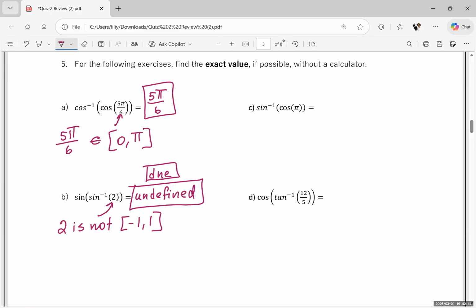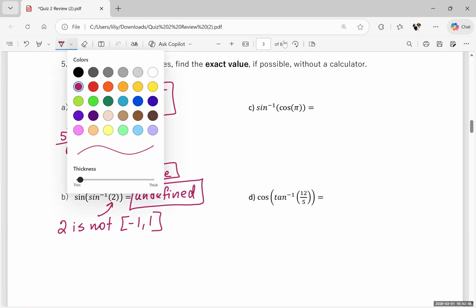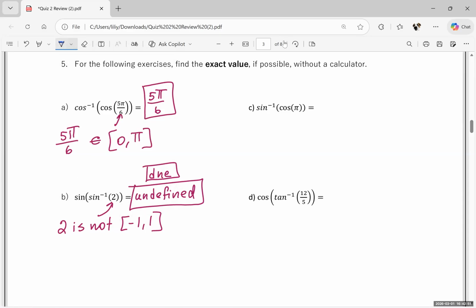All right, let's do part C. Okay, this time we have a combination of two different functions. Unlike A and B, where it was a function and its inverse, part C and D have a combination of two completely different functions. So not the same rules. Inverse sine of cosine of pi. On these, you're working inside out. So first of all, you're going to calculate cosine of pi.